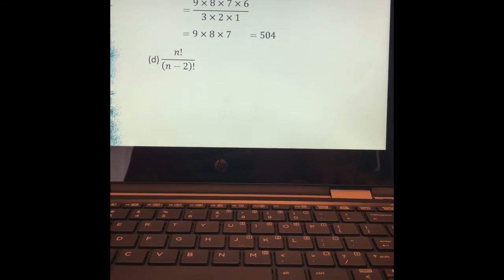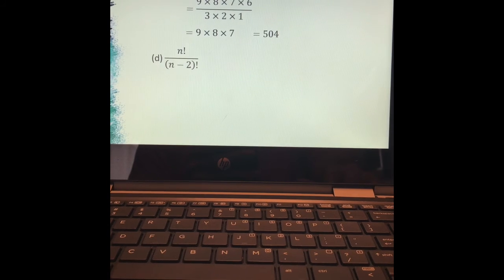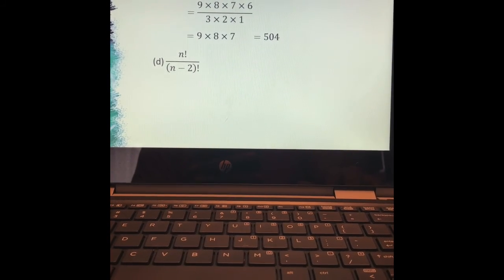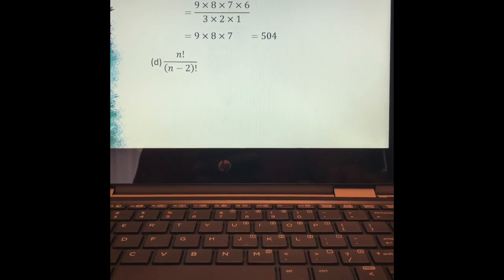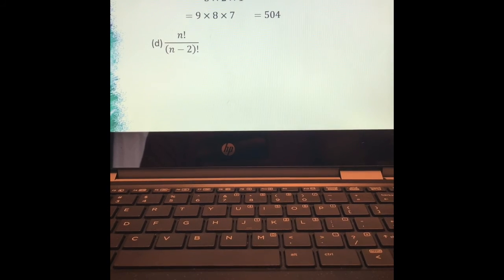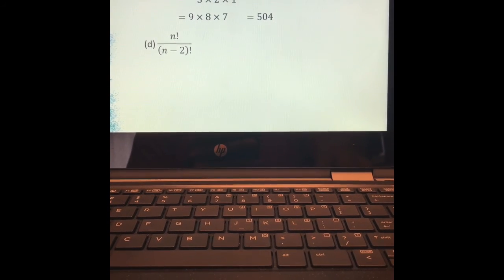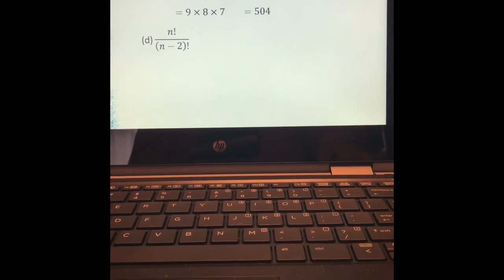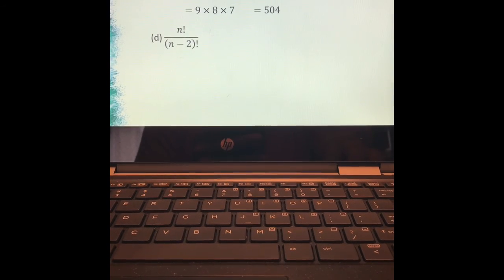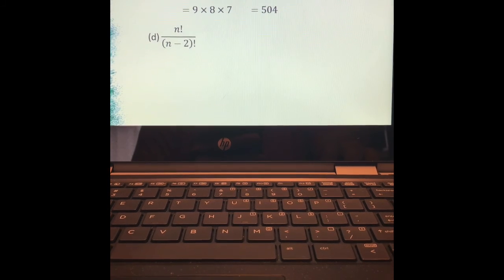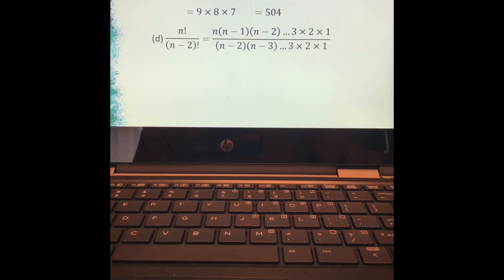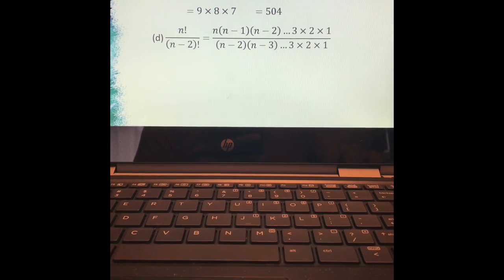Now algebra, again, same idea. n times n minus 1 times n minus 2 times n minus 3, and that will go on forever until you get to 1, which you don't know what that is because you don't know what n is. It's unknown. So it's going to go on forever. However, when you cancel out n minus 2 factorial, then you're only left with n and n minus 1. Everything else is canceled out.